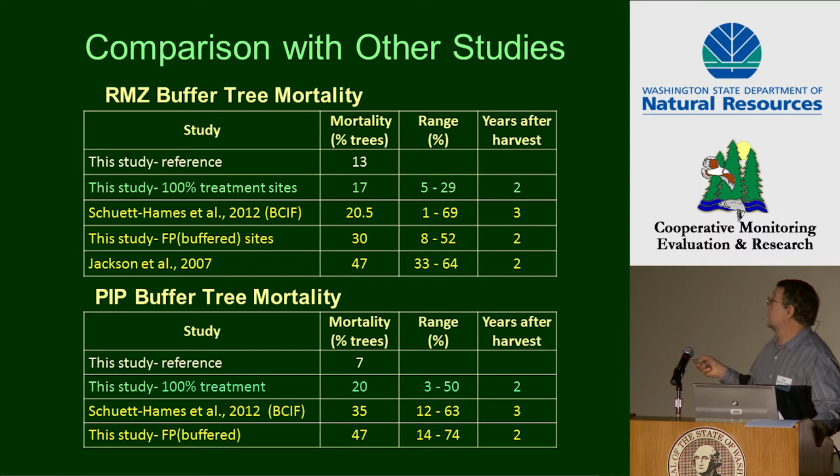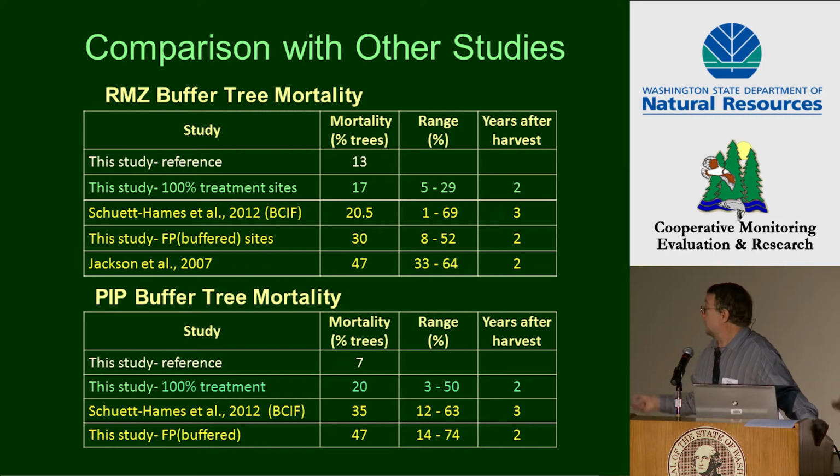So for the RMZs, you can see that the lowest mean mortality was in the reference sites, and then we had somewhat higher values, about 17% for the 100% basin sites in this study. And then we had a range of values for the current forest practice rules that went from about 20% for the BCIF study, 30% for this study, and then 47% for the Jackson et al. study. And for the PIPs, the values ranged from about 7% for the reference, 20% for the 100% treatment, and then for the current rules, we were at 35% for the BCIF study and 47% for the forest practice buffered PIPs in this study.